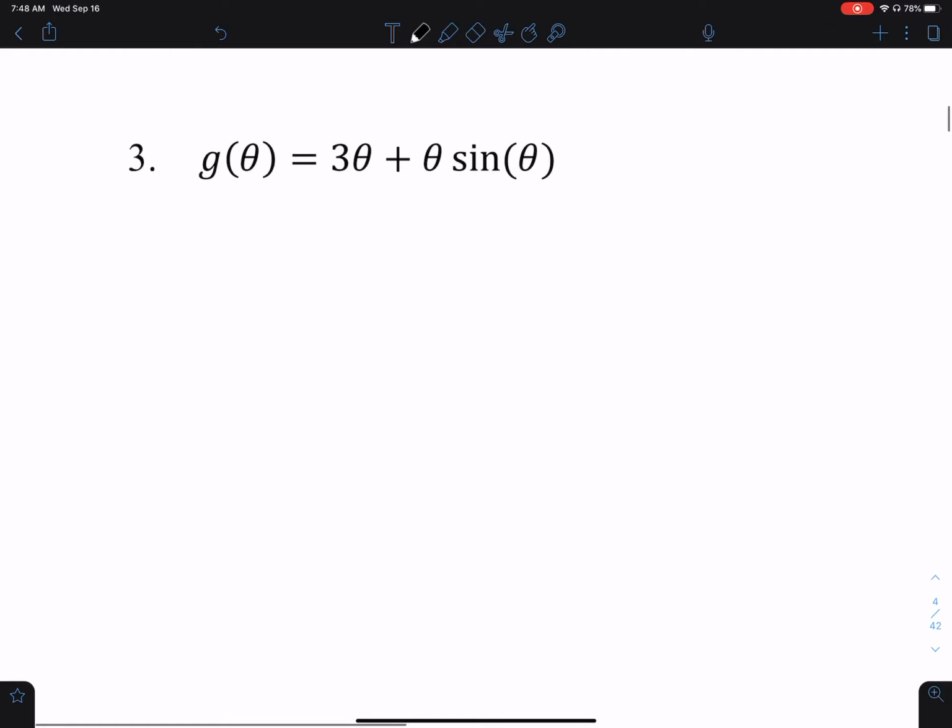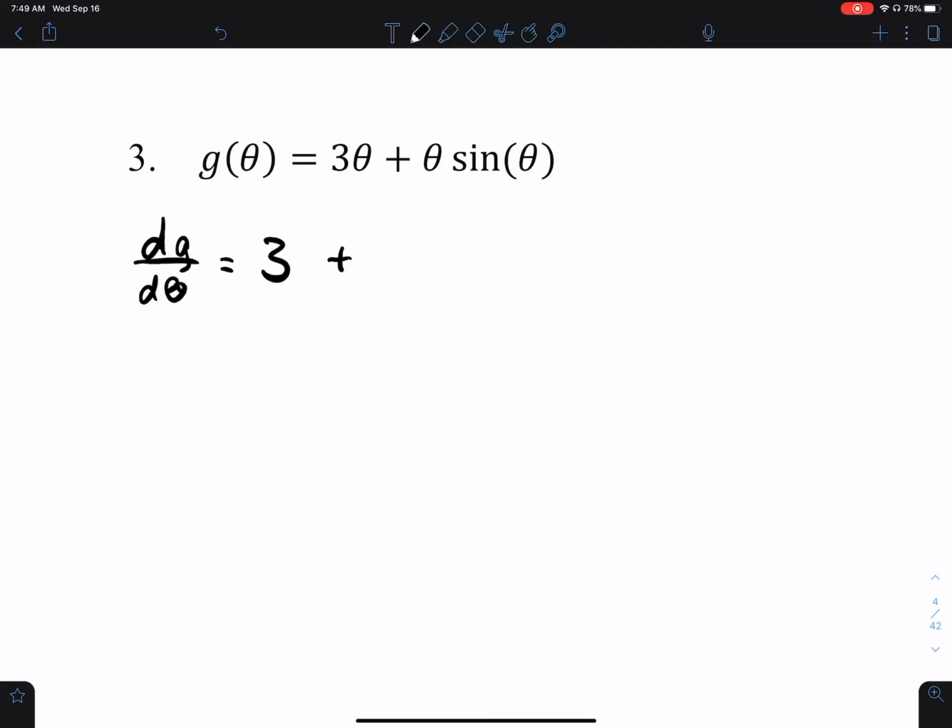Number 3, let's use Leibniz notation. We're going to take the derivative of g with respect to theta. Now, this first term, we don't need to use the product rule on. This is just the power rule. This is theta to the first, so it would be like a 3 times x. We take the 1 times the 3, which is 3. Subtract 1 from the exponent. Theta to the 0 is going to be 1. So that's just going to be 3.